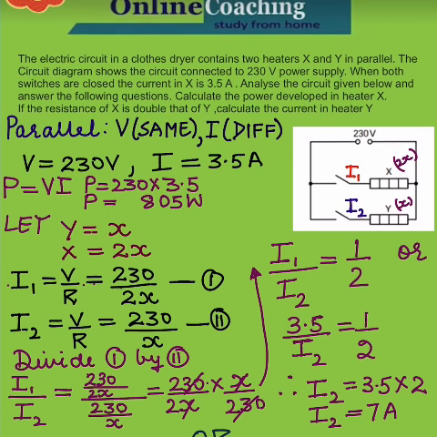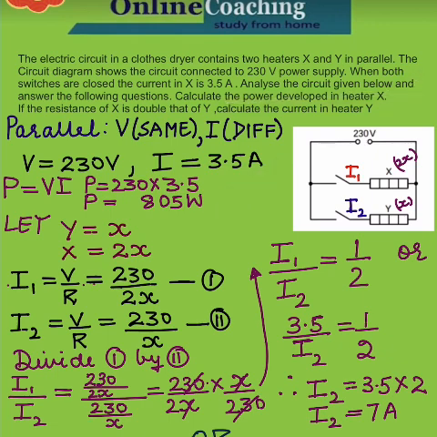So what we will do? We will write down what is given in the numerical. V is 230 V, I is 3.5 amperes. We know the formula P is equal to VI and we will put in the values. We get 230 into 3.5, and when we solve it we get the answer as 805 watt. So power is equal to 805 watt. So this is the answer of the first part done.